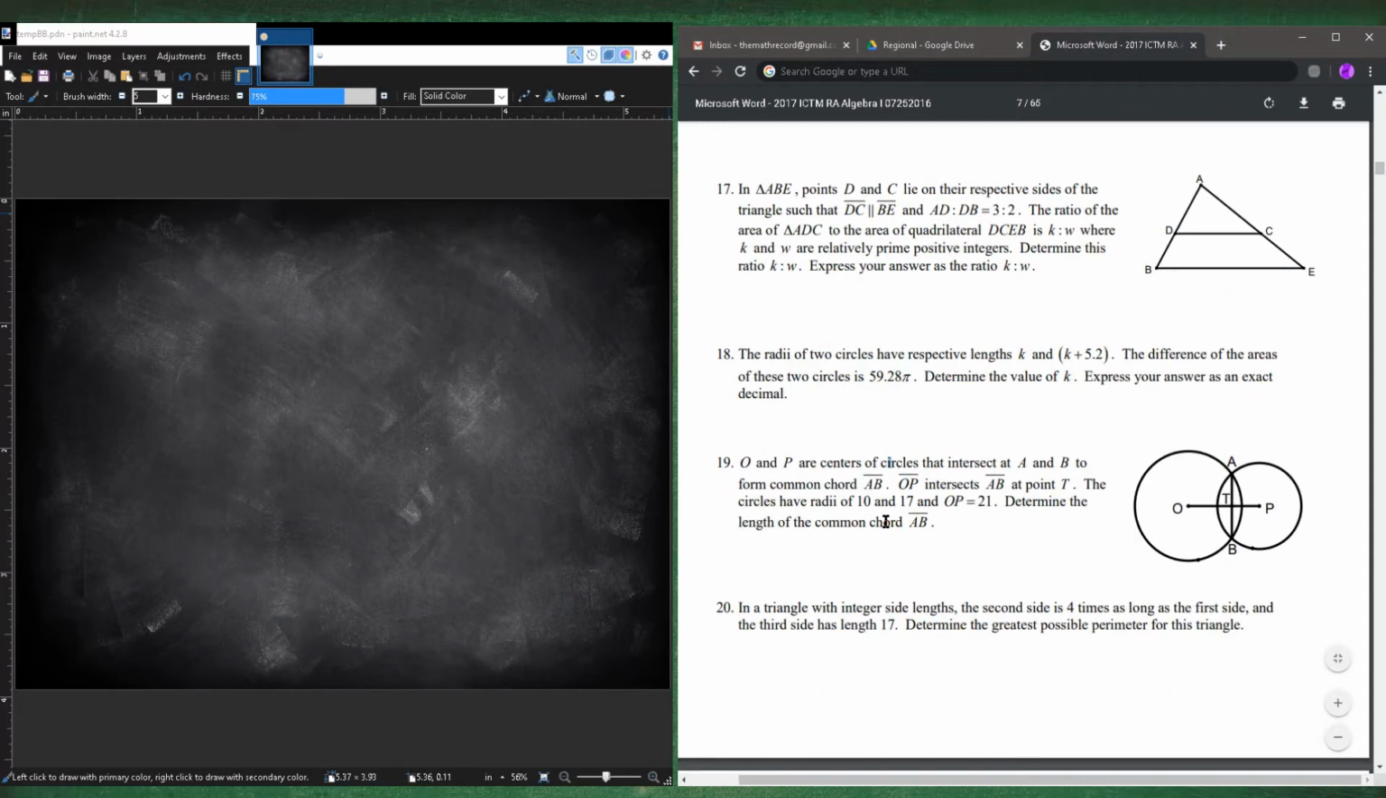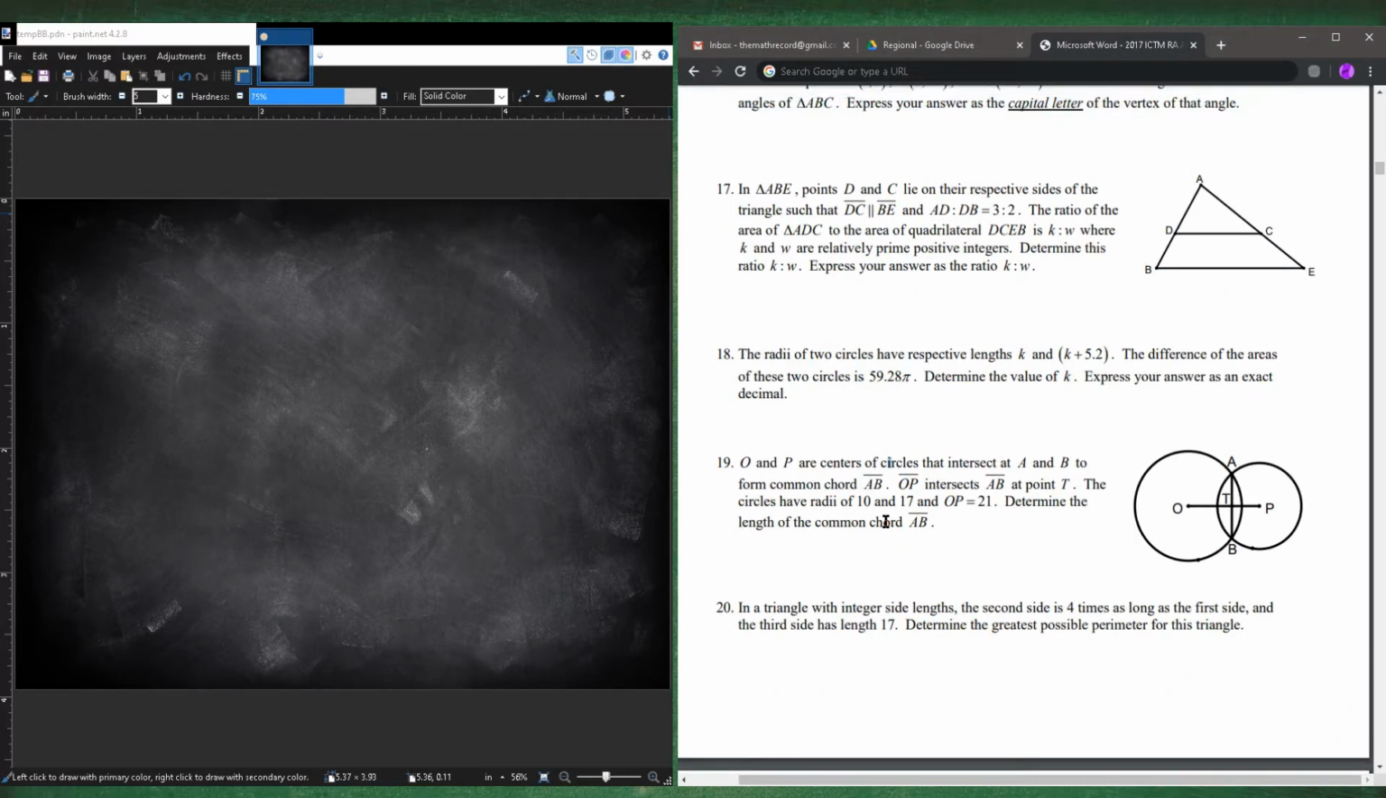Okay. Number 18. The radii of two circles have respective lengths k and k plus 5. The difference in the area of the two circles is 59.28 pi. Determine the value of k as an exact decimal. Okay. So the area of a circle is pi radius squared.